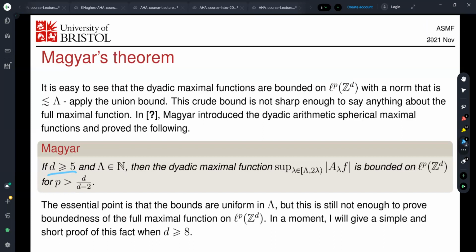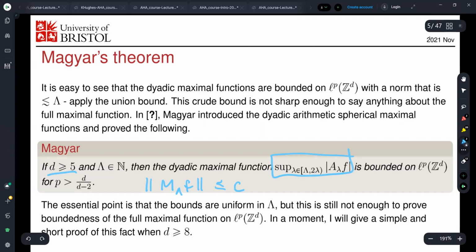The point is that each of these maximal functions is a bounded operator: the LP norm of M_Lambda of f is at most some constant times the LP norm of f, for p bigger than d over d minus 2 and d greater than or equal to 5. This constant C right here does not depend on Lambda. It's uniform in all of the Lambda. So any of the dyadic maximal functions are uniformly bounded.